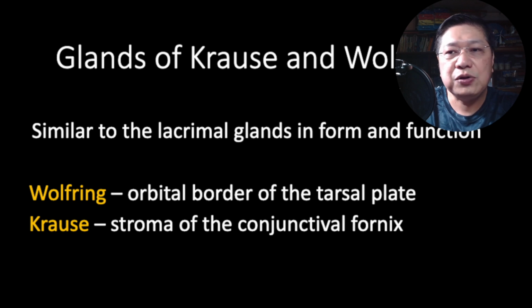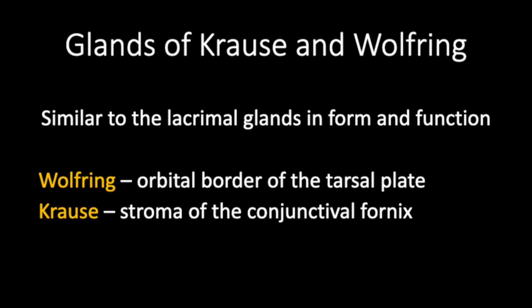The glands of Cross and Wolfring are similar to the lacrimal glands, both in form and function. Okay, so they're basically like modified lacrimal glands. The Wolfring would be at the orbital border of the tarsal plate, meaning it's at the fornix area, and the glands of Cross would be in the stroma of the conjunctiva.